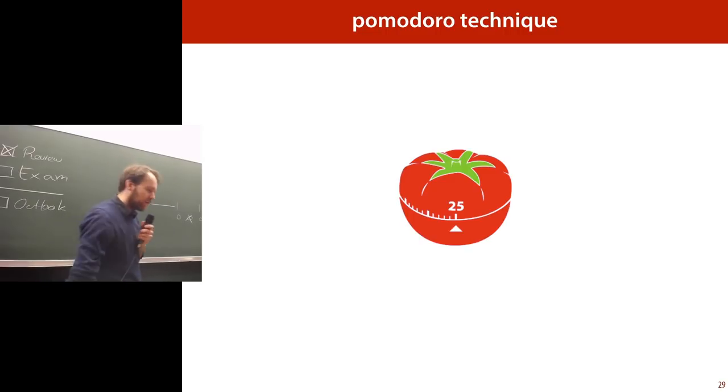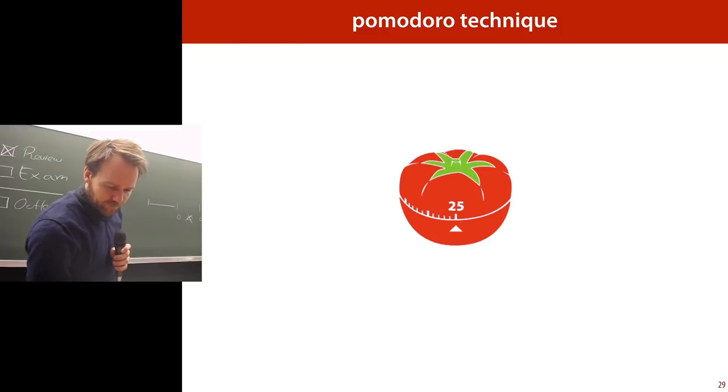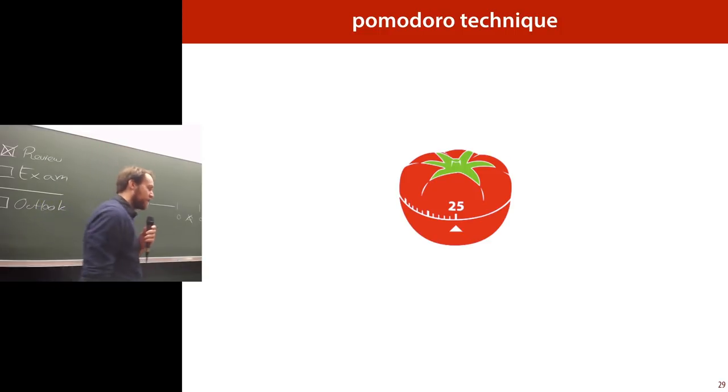I'm a big fan of the Pomodoro technique. Who's heard of this before? Show of hands. That's about 50-50, I think. So it's a very straightforward idea. When you have to do something, could be anything, learning, programming, you get a kitchen timer. Usually you do this on your computer, but that's why it's called the Pomodoro technique, because kitchen timers are often shaped like tomatoes for some reason.